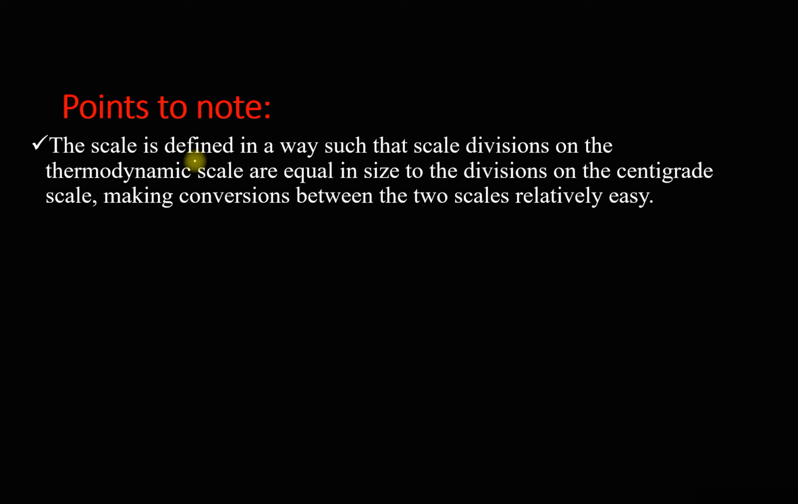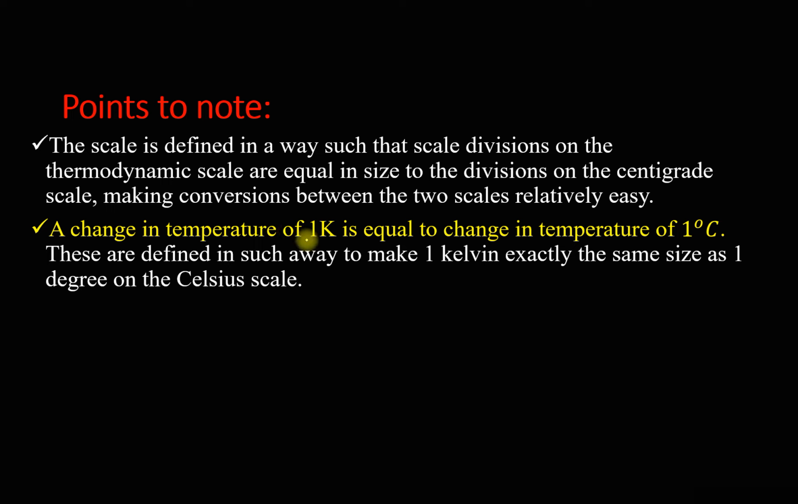Okay, so a few things we need to note from what we have just discussed. Number one, the scale is defined in a way such that scale divisions on the thermodynamic scale are equal in size to divisions on the centigrade scale, which makes conversions between the two scales relatively easy. Number two, a change in temperature of 1 Kelvin is equal to a change in temperature of 1 degree Celsius. So when you're finding a difference in temperature, you don't need to convert after subtraction to get the difference.